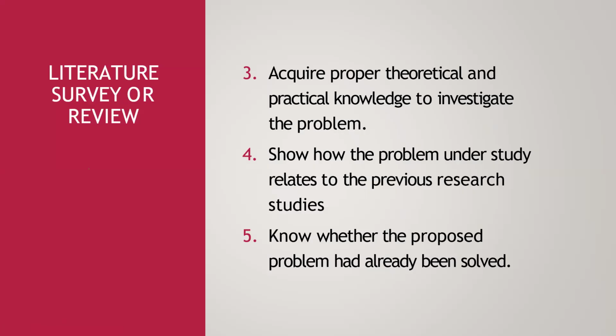And the next thing is to show how the problem under study relates to the previous research studies, and to position your research in the global or regional context. If you are working on a problem which is a global problem, then you can relate your topic to the global problem in a literature review. First of all, you have to give the global context, and then the regional, and then the national context, and all these things should be in proper detail.